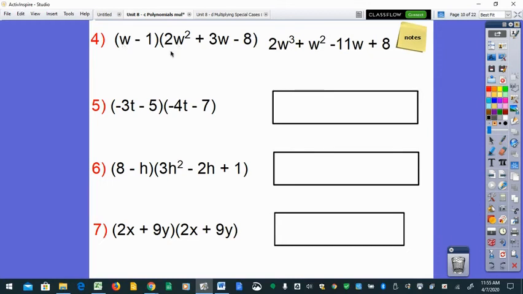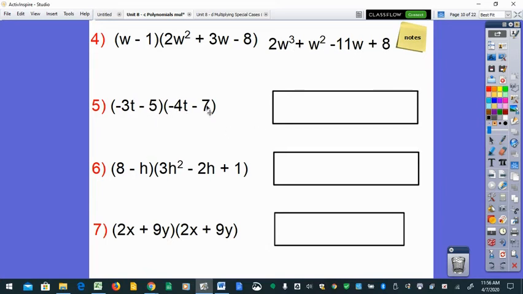So there is your 2w to the third. Then you would have had a 3w squared and a negative 8w. Then a negative 2w squared, a negative 3w, and a positive 8. And then when you combine like terms, you should have gotten this. And again, check your form to make sure it's in standard form. Your highest degree is at the lead, and your constant is the caboose.